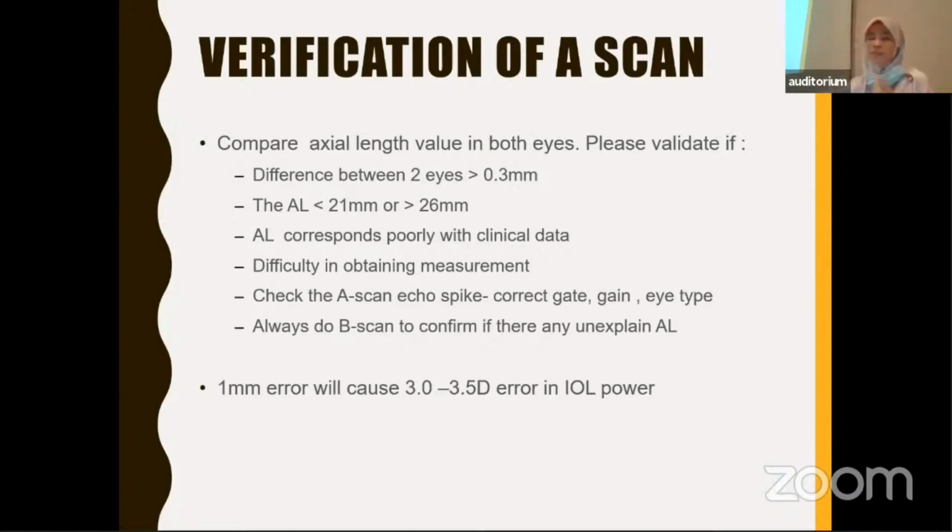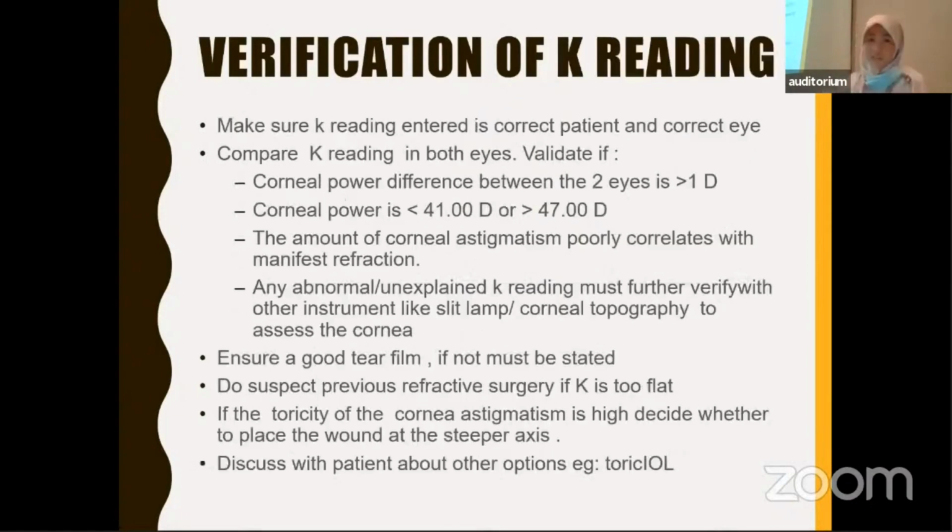1 millimeter error will cause 3 to 3.5 diopter error in IOL power. This is verification of K reading. Same: cornea power difference between the two eyes more than 1, or cornea power less than 41 or more than 47. Need a second operator to check. The amount of cornea astigmatism correlates poorly with manifest refraction, and any abnormal or unexplained K reading must be further verified.